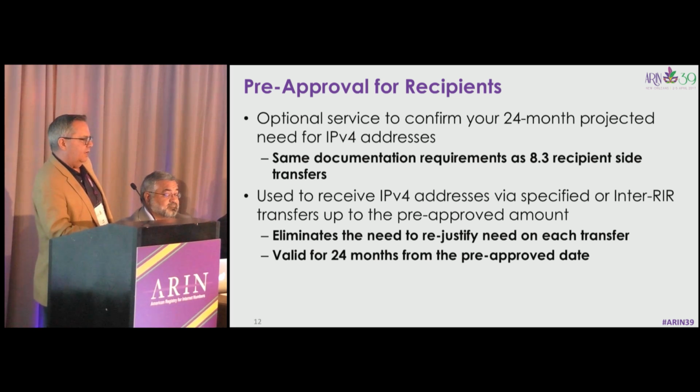Pre-approval for recipients. This is an optional service that will help everything go much faster if you come in and get pre-approved and provide us the documentation up front that is required during the actual transfer process. It eliminates the need to re-justify at the time of the transfer. It's valid for 24 months. However, if your needs have changed and you need a larger block, then you can certainly provide the documentation to re-justify for the larger block.